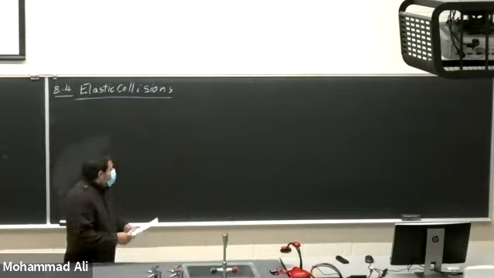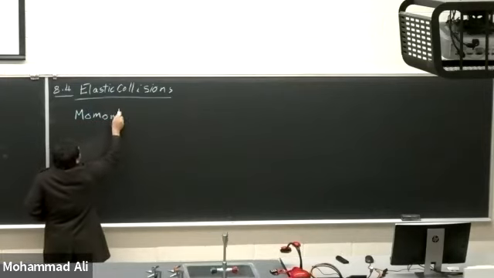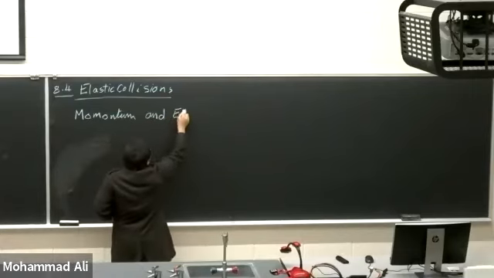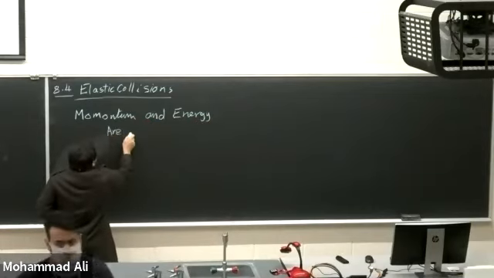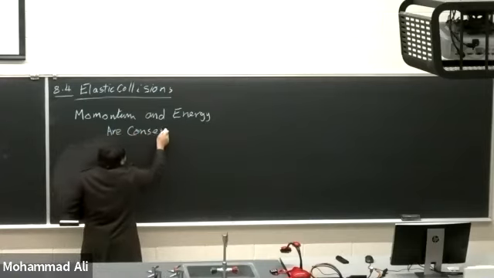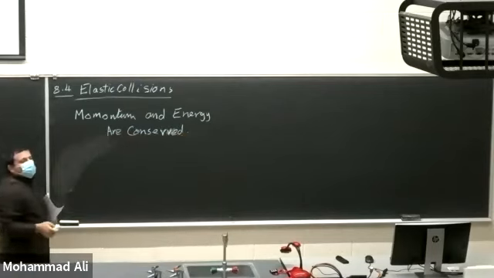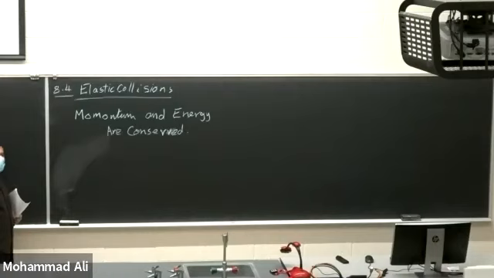elastic collisions. In elastic collisions, the momentum and energy are conserved. Right? And we have 2 relations: one for the momentum before and after the collision, and one for the kinetic energy before and after the collision.